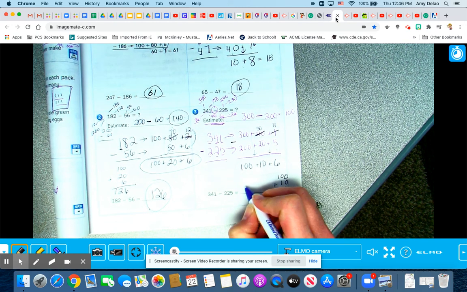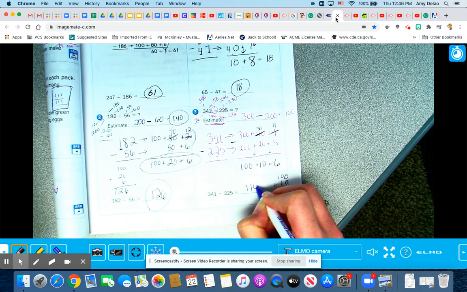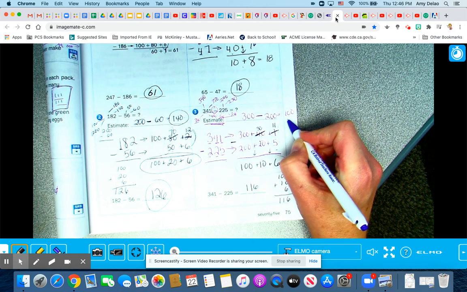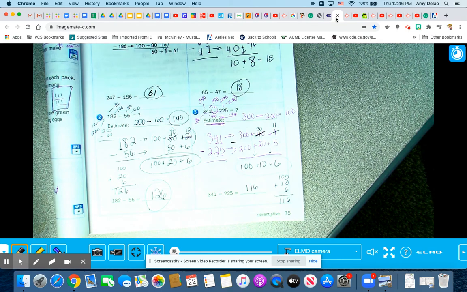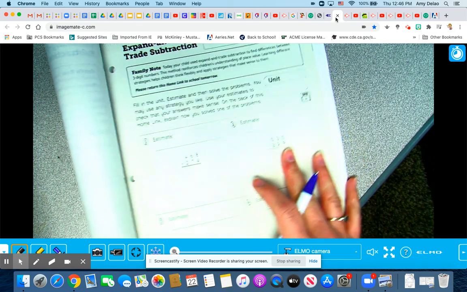Now I have 116. And then you can look at your estimate and your actual, and those are pretty close. So that means you did it right. Okay. All right, and go slow on these. This is not a race. So you don't need to go super fast.